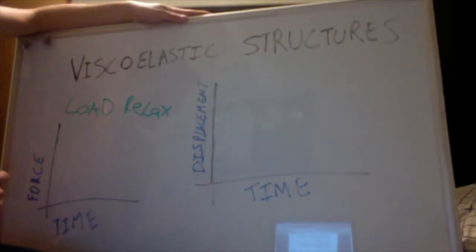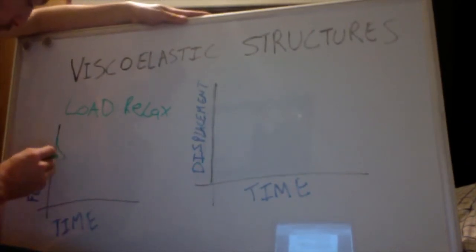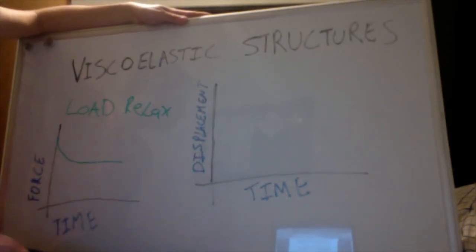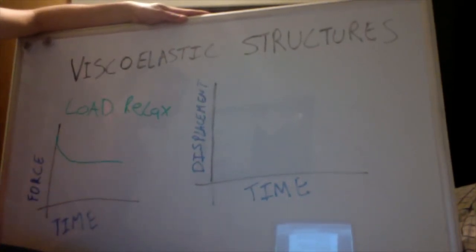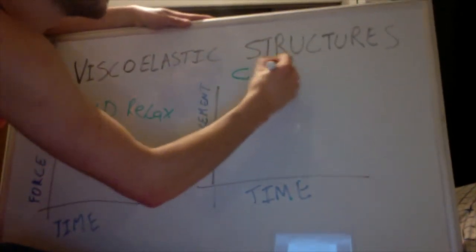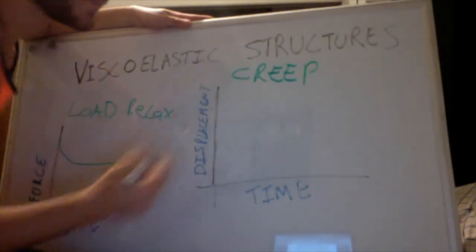And graphically, it looks like this. Along similar lines, if you stretch a viscoelastic structure with a constant force, you will get a slight increase in length of that structure, a sort of creeping in displacement, which is why this concept is called creep. And graphically, it looks like this.